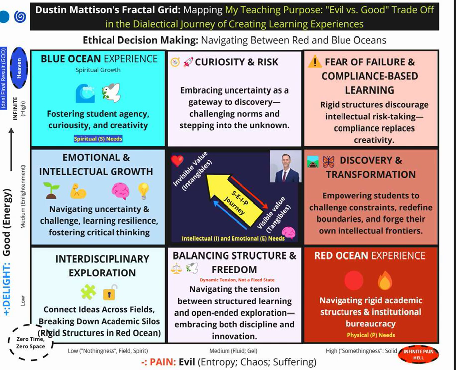But how does all of this actually work in practice? I mean, we've got these axes, we've got these domains, we've got red oceans and blue oceans. But what does it actually look like in a classroom? So think about the grid divided into 4 quadrants. Each one represents a different learning experience with varying levels of structure, freedom, and focus on those SEIP domains. The top left quadrant, that's what's called the blue ocean experience. That's the ideal learning environment, high in intellectual and emotional stimulation, and where students have a strong sense of agency. That sounds amazing. Can you give me an example of what that might look like?